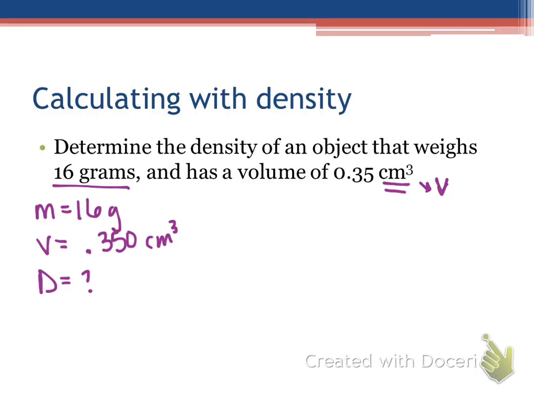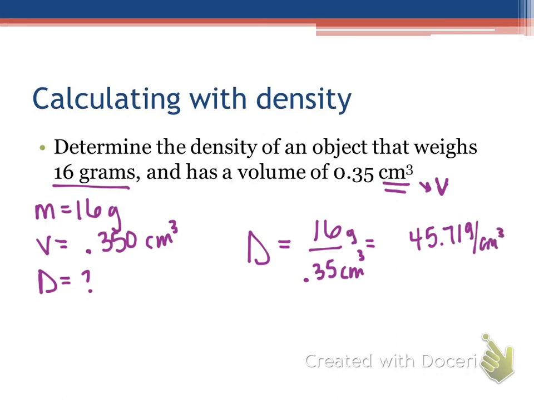To find density now, I'm going to take mass divided by volume. Should I be getting a big number here or a small number? Divided by 0.35, we're going to end up with a bigger number, bigger than 1, so bigger than the density of water. And I got 45.71 grams per cubic centimeter. That's my final answer there.